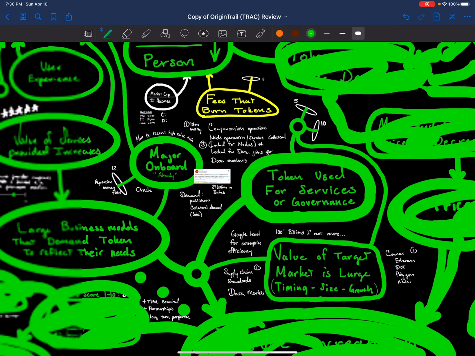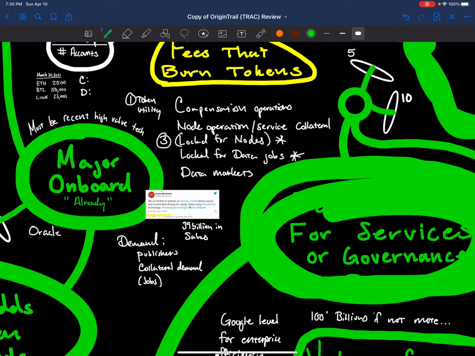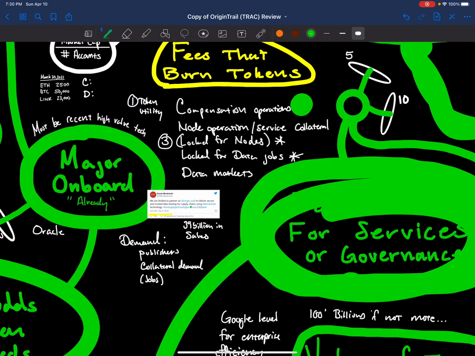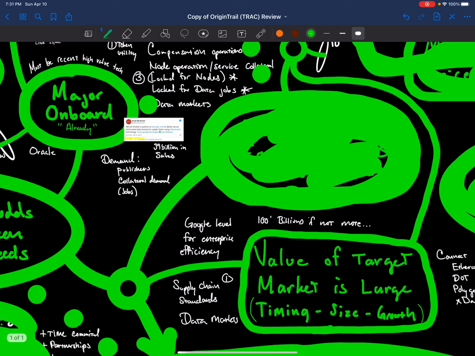So, token used for services. Let's go over some of the basics. It is used for compensation of operations. For node operation services it is collateral, so the token is locked for collateral. It's also locked for jobs. So there's an ROI basis for that, and it's used for data markets. So the token is used for the essentials of the platform.